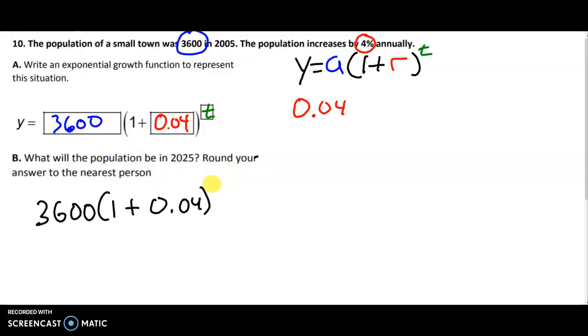So I'm going to write the formula out here, and see, I left this spot blank because it doesn't tell me exactly how many years. It just tells me 2025. So we got to figure out from 2025, we started in 2005. So how many years has that been? To figure that out, I'm going to take the 2025 and subtract the 2005 and get 20 years. So it's 20 years of it increasing 4% annually. So then I put in my number 20 here for T.